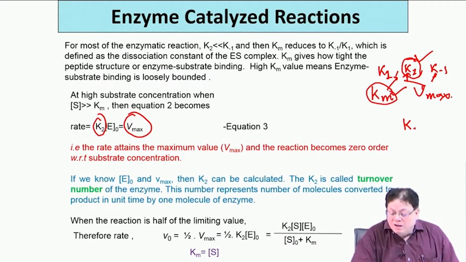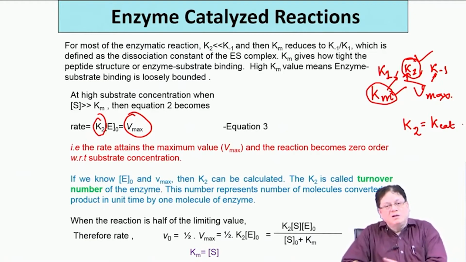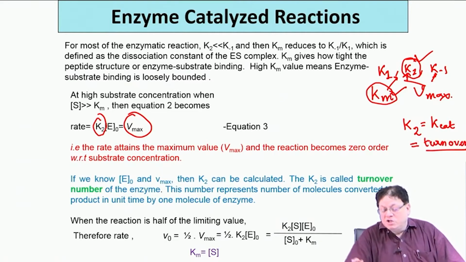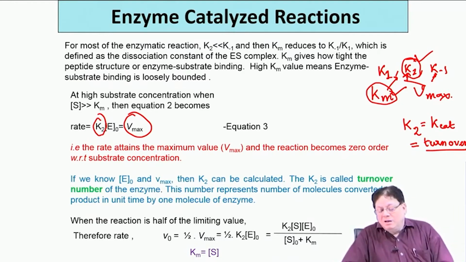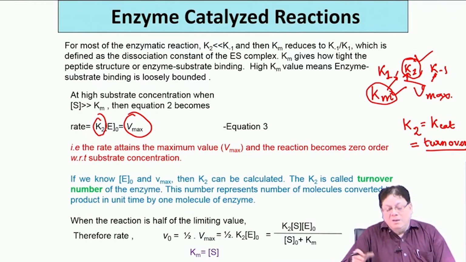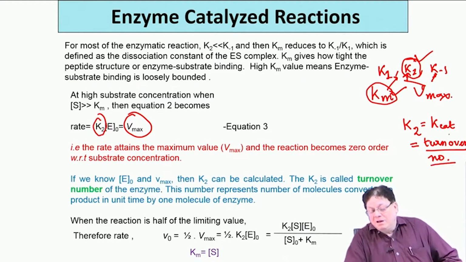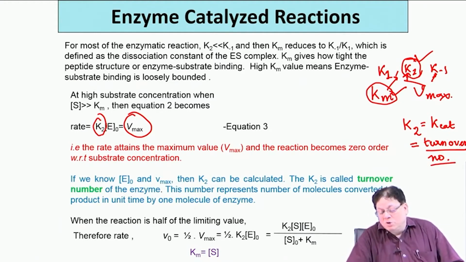Now, the same k2 is also sometimes called kcat, because that is the reaction where the product is formed. And this is also called the turnover number. That means it gives an estimate of how many molecules of the product are formed by turning over the ES complex into the product. So, higher the k2 means more molecules per time are converted into the product. So, k2 is equal to kcat, and that is also called the turnover number.